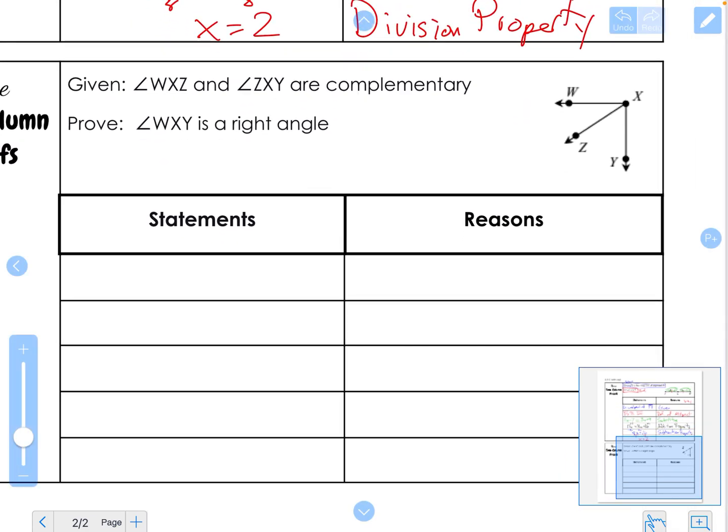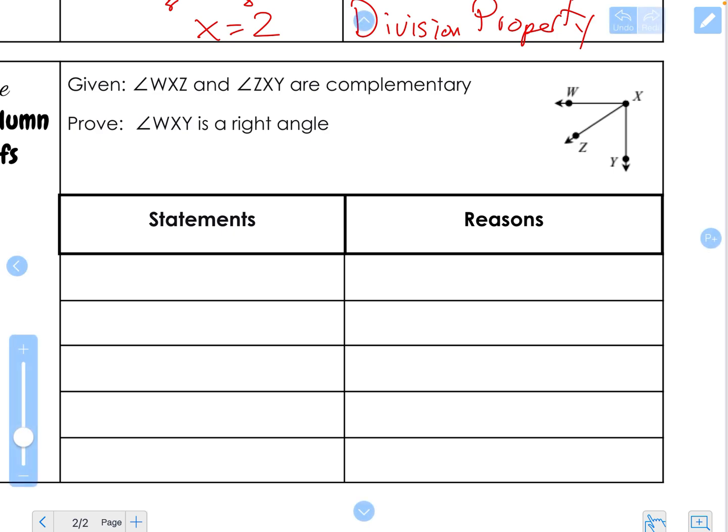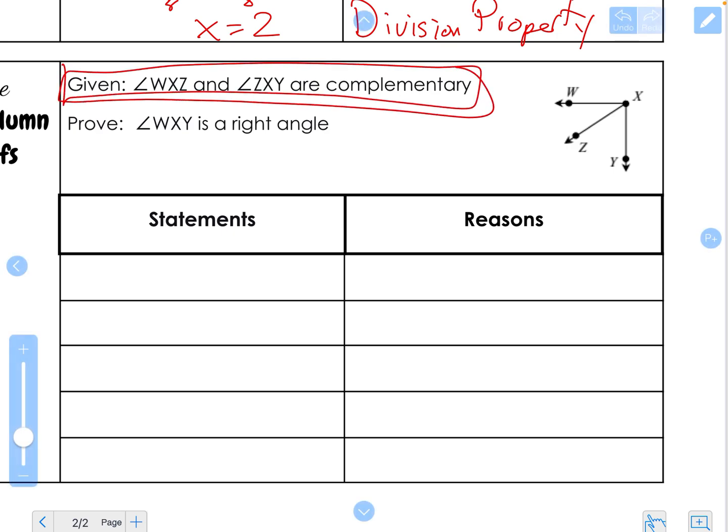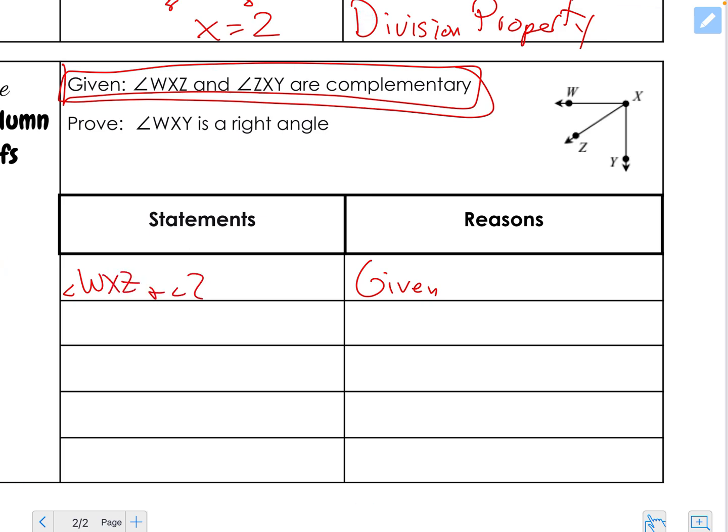All right, so my next problem. We always again start with our given. This is the information that we know to be true. So we know that angle WXZ and angle ZXY are complementary. So now I need to go back and look at my geometric proof. Because I know they're complementary, what do I know about complementary angles?